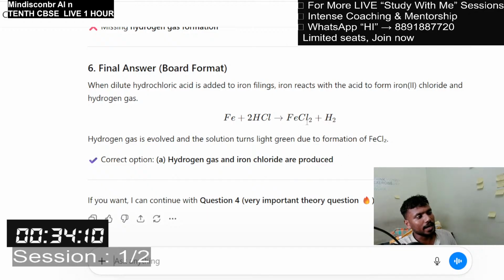So here, iron 2 chloride means the oxidation state of iron is Fe2+. So it is called FeCl2, or iron 2 chloride. Hydrogen gas is evolved and the solution turns light green due to the formation of FeCl2. Correct option: hydrogen gas and iron chloride are produced.